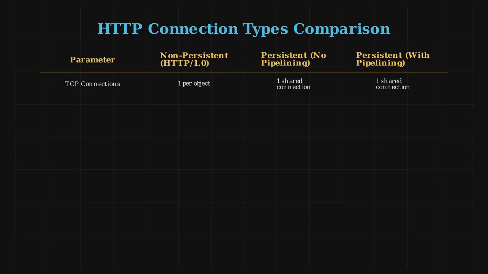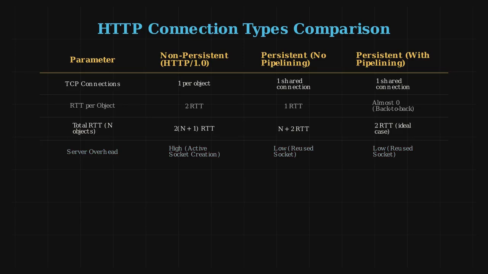Let's summarize. Non-persistent HTTP/1.0 opens a separate connection per object, wasting bandwidth with double RTTs and high server CPU load. In contrast, persistent HTTP/1.1 keeps the connection active, requiring only 1 RTT per object, or an even shorter time window when using pipelining. Understanding these fundamental mechanisms is essential to optimizing web application performance.